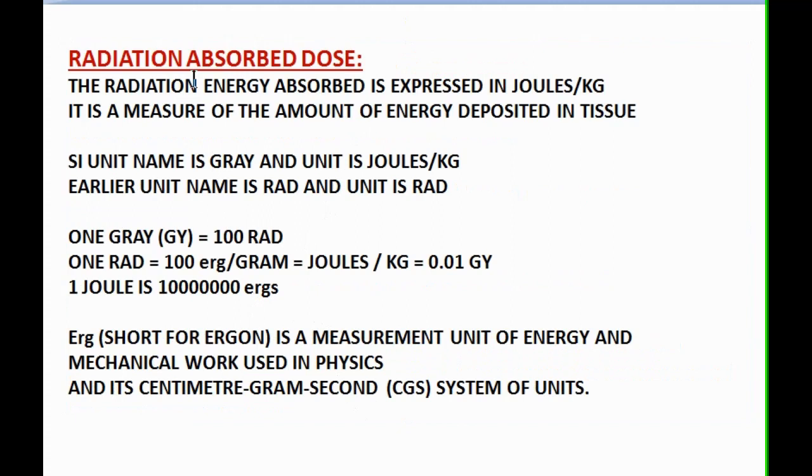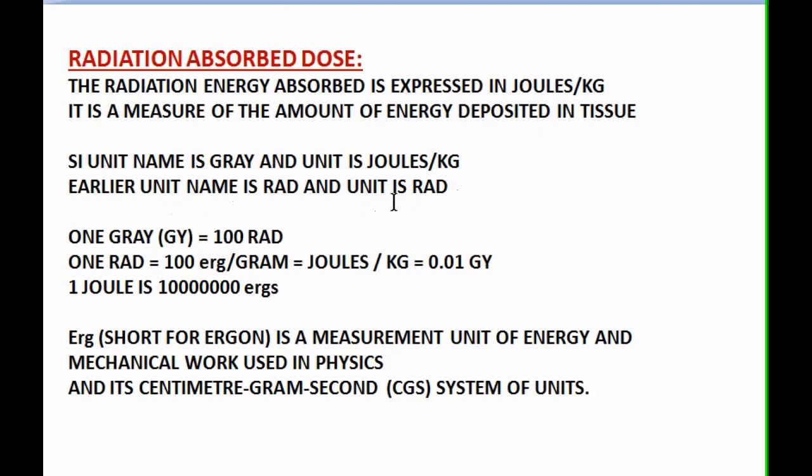Radiation absorbed dose. What is that? It is RAD. Definition: the radiation energy absorbed, expressed in joules per kilogram. It is a measure of the amount of energy deposited in tissue. The SI unit name is Gray and the unit is joules per kilogram. The earlier unit name is RAD.